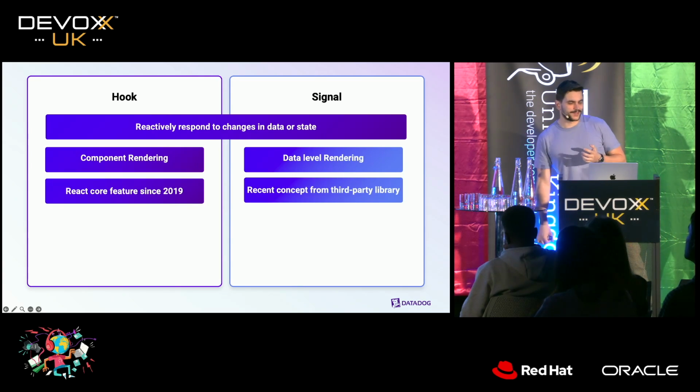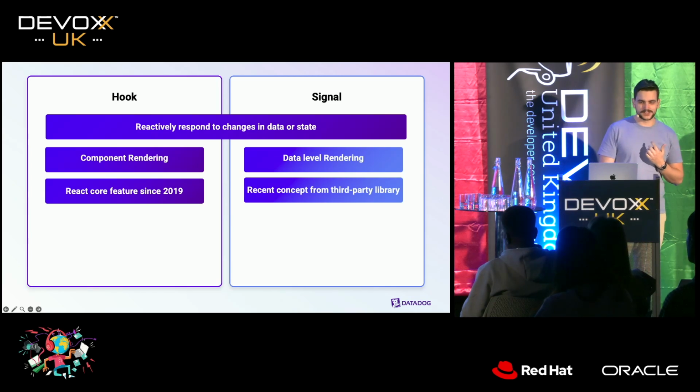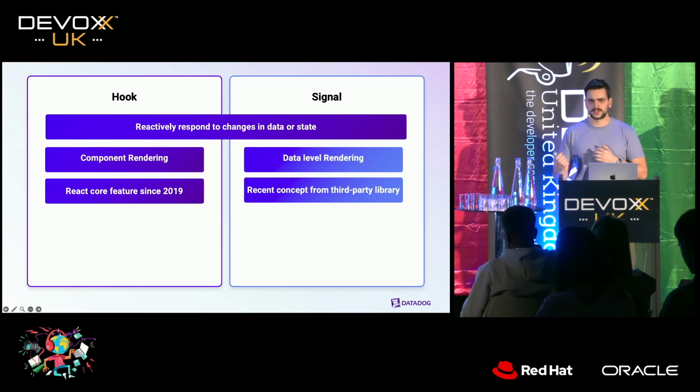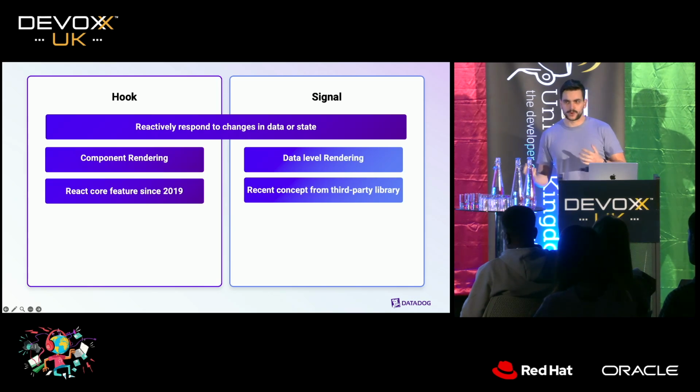Hooks, whether we like them or not, have been there since 2019. Whereas signals are a really recent concept, from a third-party library that patches React, in fact.